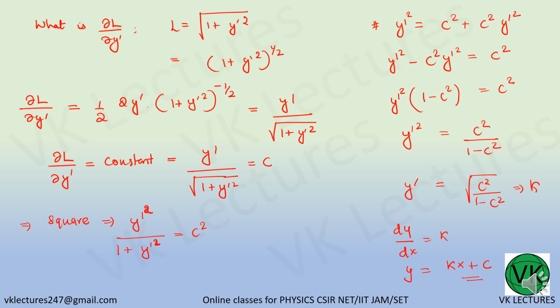So this is of the form of a straight line, a straight line cutting at c with the slope k. So this is of the form ax plus b.